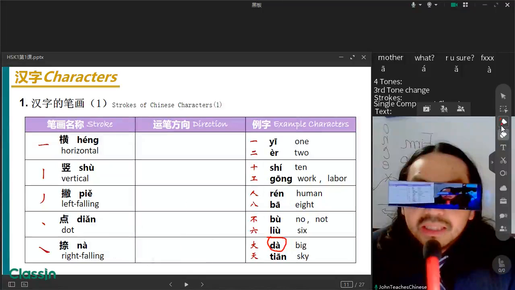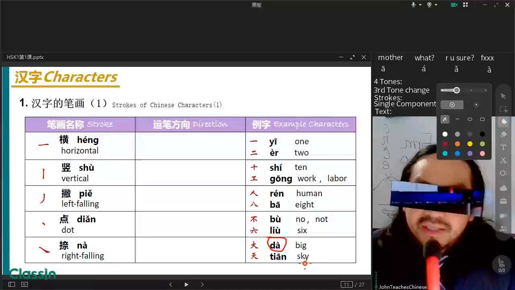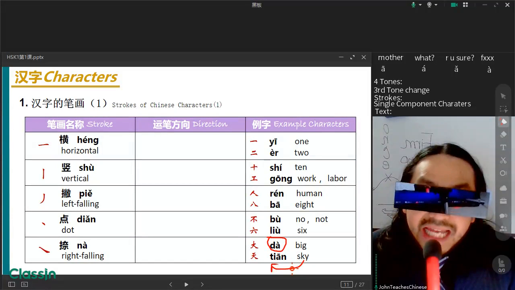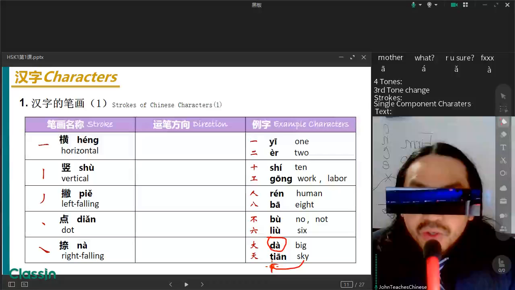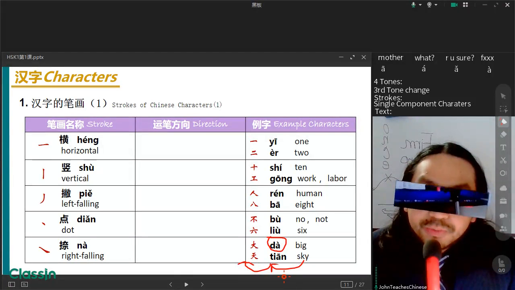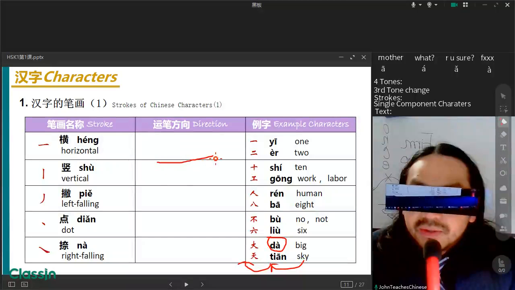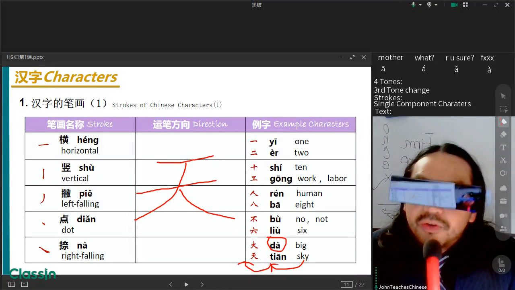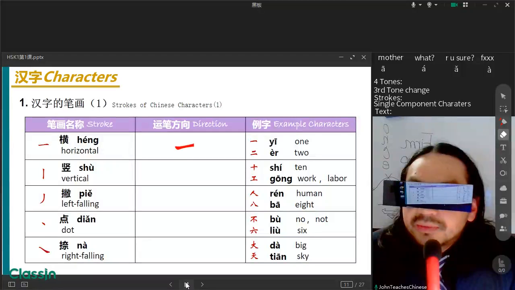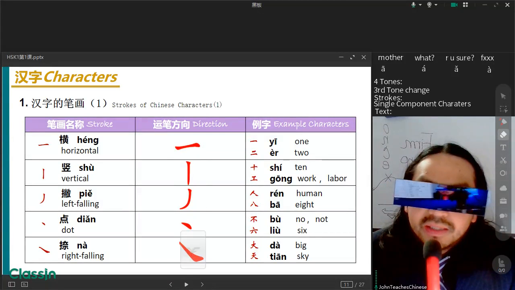Next one, sky. Sky in Chinese is 天, tiān, first tone. We know the sound, how to pronounce it. Again we need to go to school to know how to write it. Horizontal, horizontal, left falling, right falling. Okay, yalla, halas. We see how he writes it. Okay, that's how we write it.